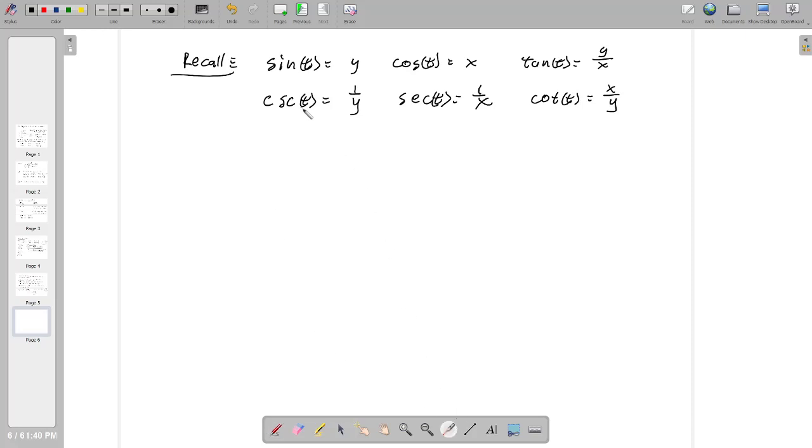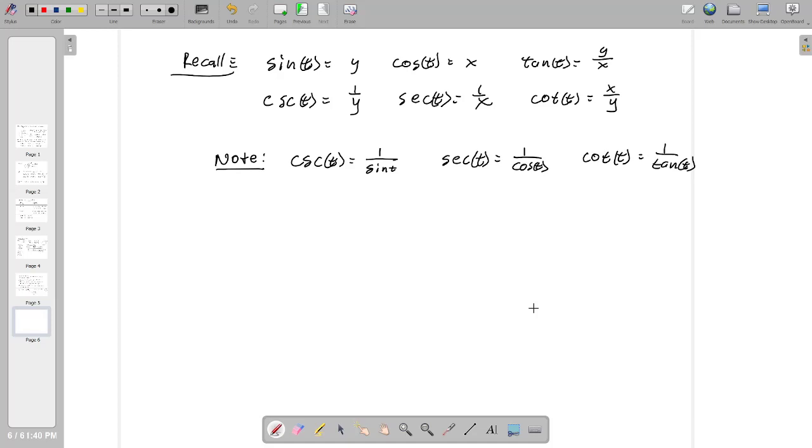Now, I noted previously that sine is equal to y, and cosecant is 1 over y, which means cosecant is 1 over sine. I'm going to note this right now in writing. So cosecant of t is equal to 1 divided by sine of t. If we replace y with sine here, then we would have 1 divided by sine. And we can do that because the y values are the same for a terminal point. Secant of t is 1 over cosine, and cotangent of t is 1 over tangent t.